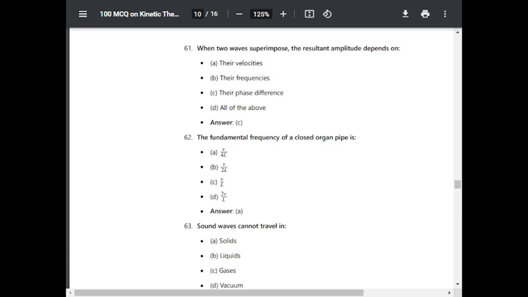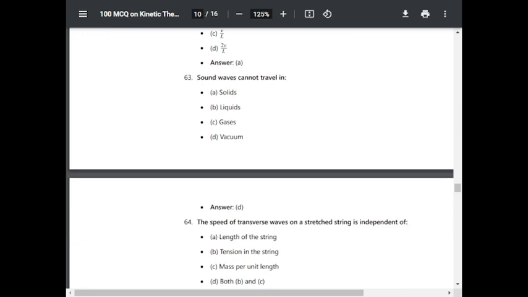Question number 62. The fundamental frequency of a closed organ pipe is: option A, ν upon 4L; option B, ν upon 2L; option C, ν upon L; option D, 2ν upon L. The correct answer is A, ν upon 4L. The fundamental frequency of a closed organ pipe is ν upon 4L. Option A is correct.